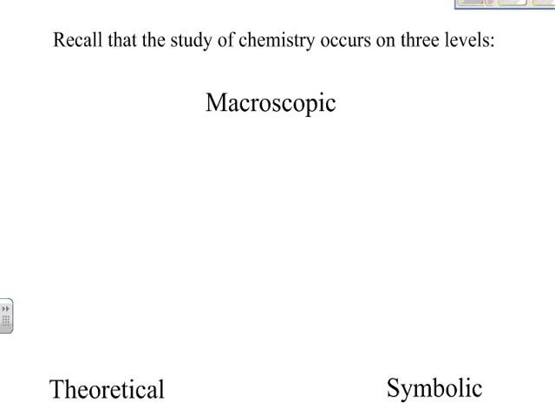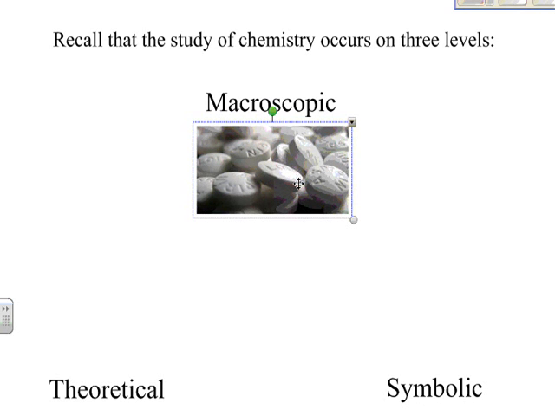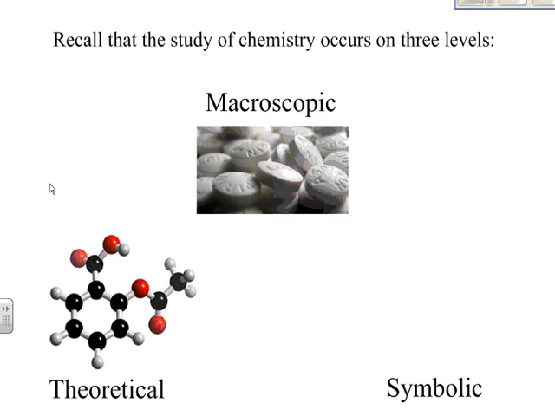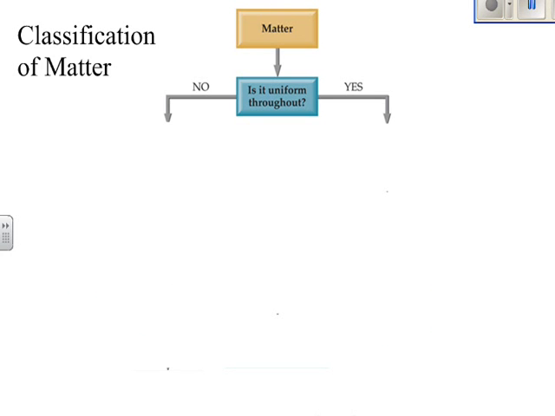Also recall that the study of chemistry occurs on 3 levels. There's the macroscopic view of matter, the theoretical, or that on the atomic level, what we think is happening down there and explaining the macroscopic properties. And then of course we have the symbolic representation of what it is we're looking at. So you always want to keep at the back of your mind which of these 3 levels we are currently working at.